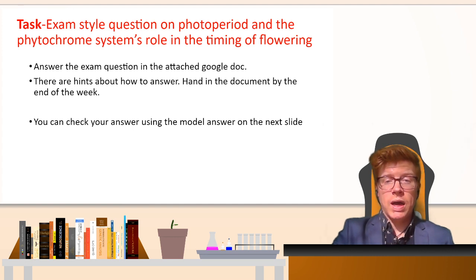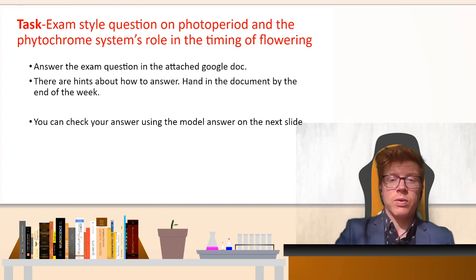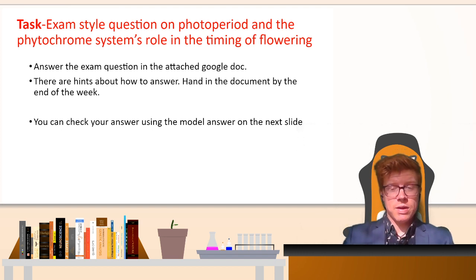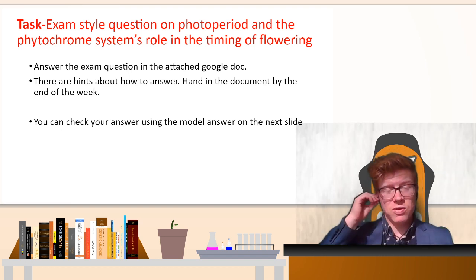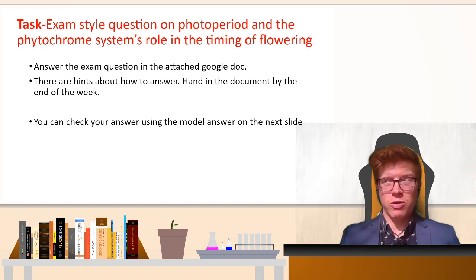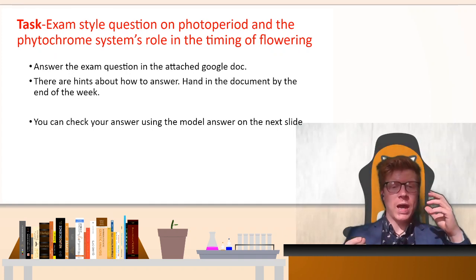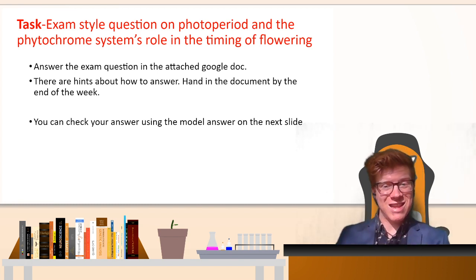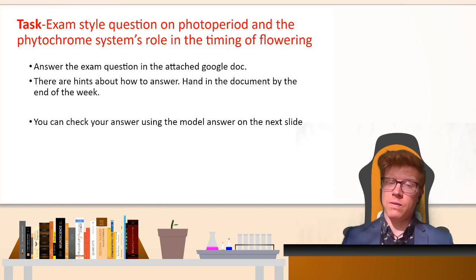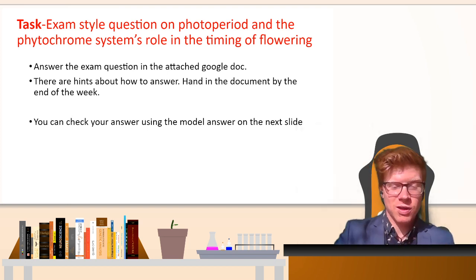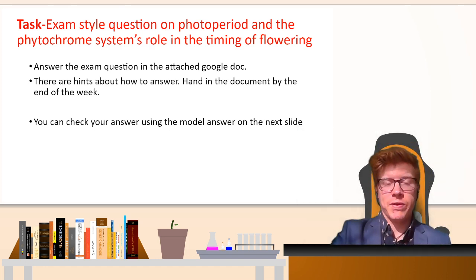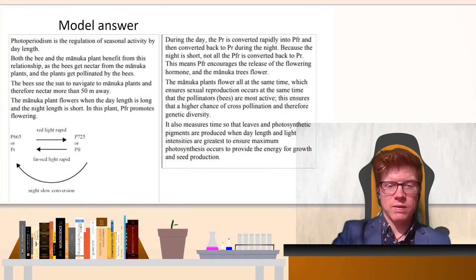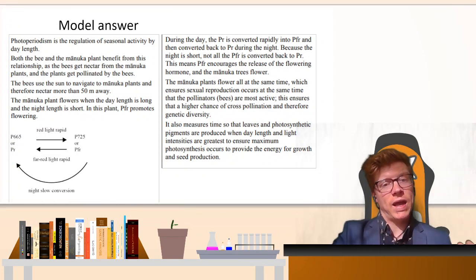There is a task there for you, and it's an exam-style question on photoperiod and the Phytochrome system and timing of flowering, and it involves the content that you used last week. You can copy over that content directly if you would like to, and use it to structure your answer. The idea is that that task from last week becomes the scaffold that you can then use to create a more detailed answer. So if you gave a really detailed answer last week, congratulations, you're ahead of the game when it comes to this week's work. There is also a model answer, and I've put this all on the next slide for you to have a little bit of a look at if you want to, around how to answer that question.